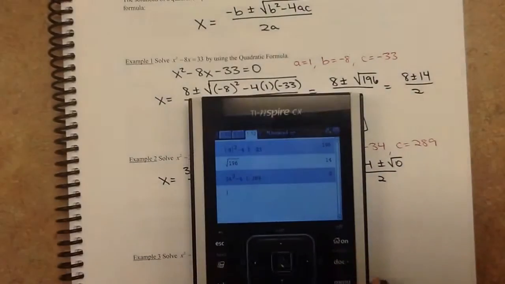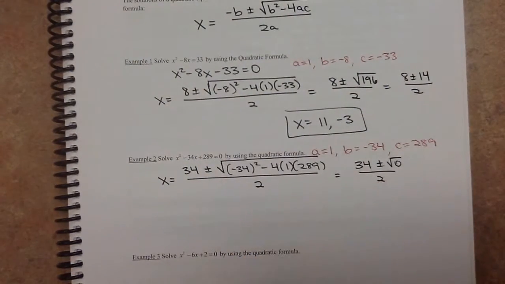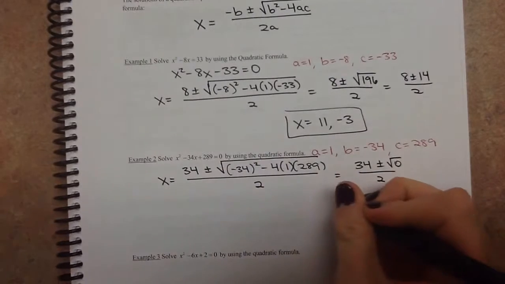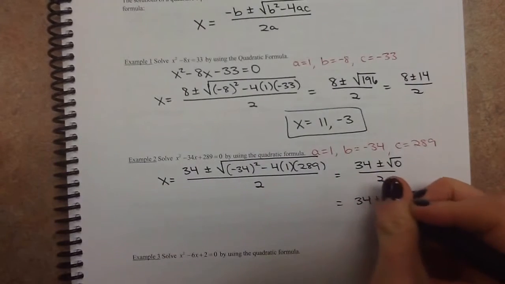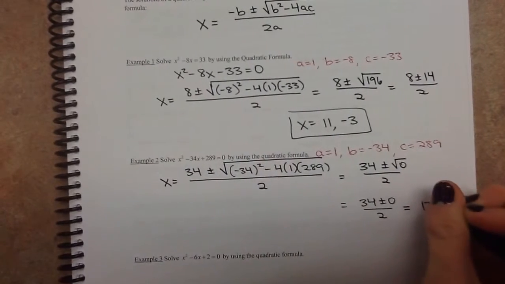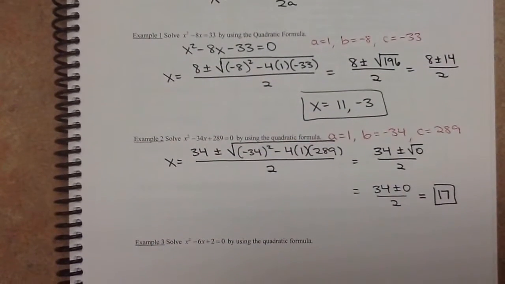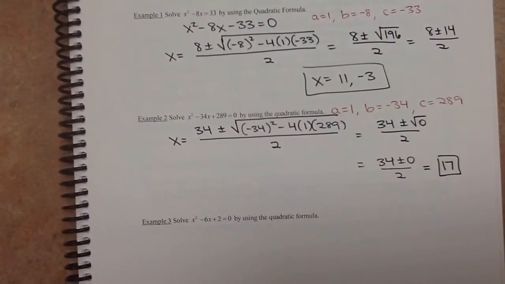And I'll show you. See, I just plugged all this in, and it turned out to be exactly 0. So if we're looking at this, the square root of 0 is 0. So I have 34 plus or minus 0. Well, whether you add or subtract 0, you're going to get the same thing. Like 34 plus 0 is 34. 34 minus 0 is 34. So really all I need to do is take the 34 and divide it by 2, and that gives me 17. Again, do a quick calculator check. Make sure you got it right.